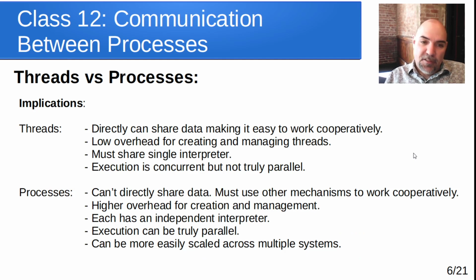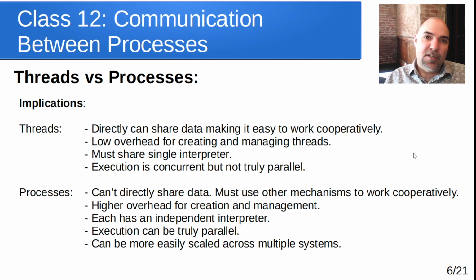Now, implications from that, as a quick review, threads can share data, which makes it easy for them to work cooperatively. You just make a global variable, they can all access it. Or you make a global object reference, they can all reference it. There's low overhead for creating and managing them because you're just making another thread inside of an already existing process. They have to share, however, a single interpreter. So a single interpreter is doing the switching between them.